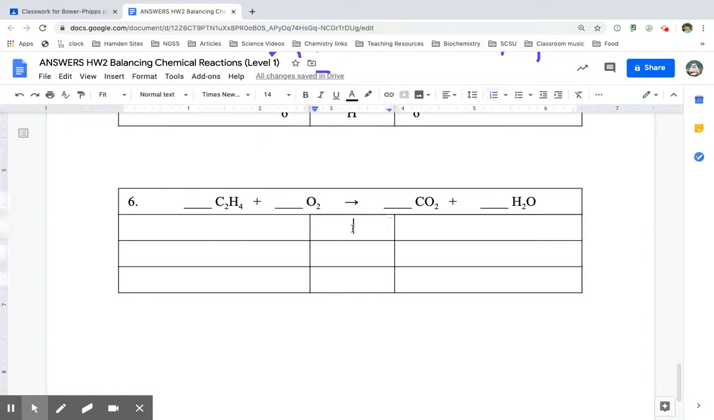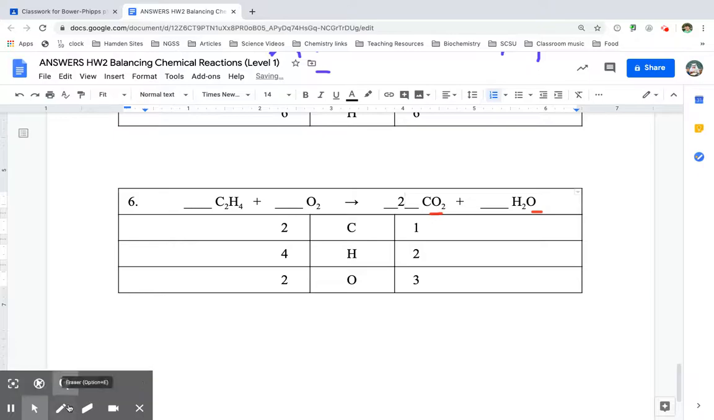All right, last one. C's and H's and O's. Counting the left, 2 C's, 4 H's, 2 O's. 1 C, 2 H's, and then I've got, remember, 2 plus 1 gives me 3 oxygens on the right. 3 oxygens. Okay, carbons first. 2 on the left, 1 on the right. I need to put a big 2 in front.